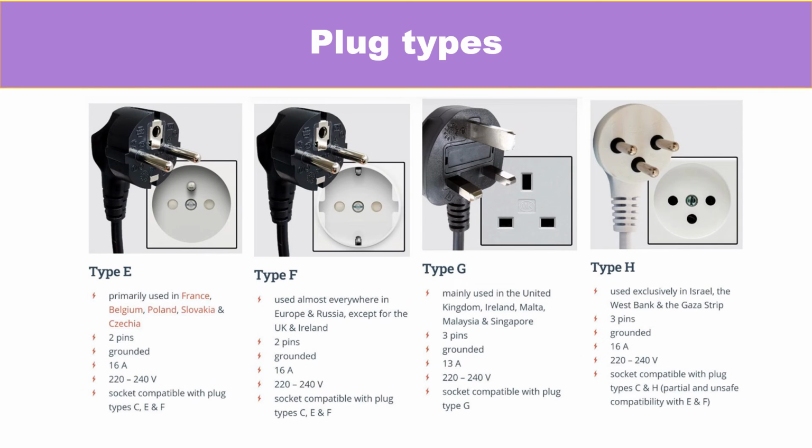What about type E, F, G, H? Which one do you think has a grounding purpose in here? The answer is, it may surprise you, everything has a grounding feature. Some of you guys may wonder, okay, Mr. Kim, H and G I understand because of this third prong, but E and F, where's my third prong?